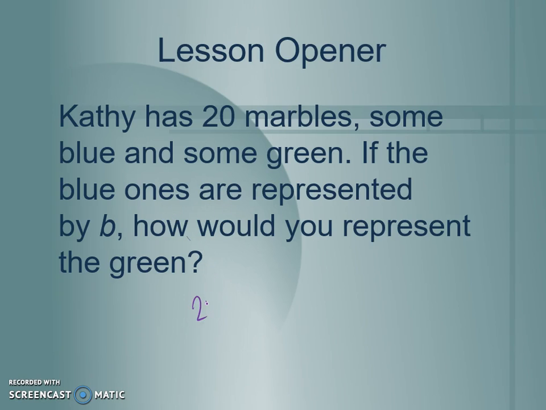So if she has a total of 20, we know some of them are blue. That would be B. So that means if we wanted to say, well, what's the green equal to? Green would be 20 minus B.